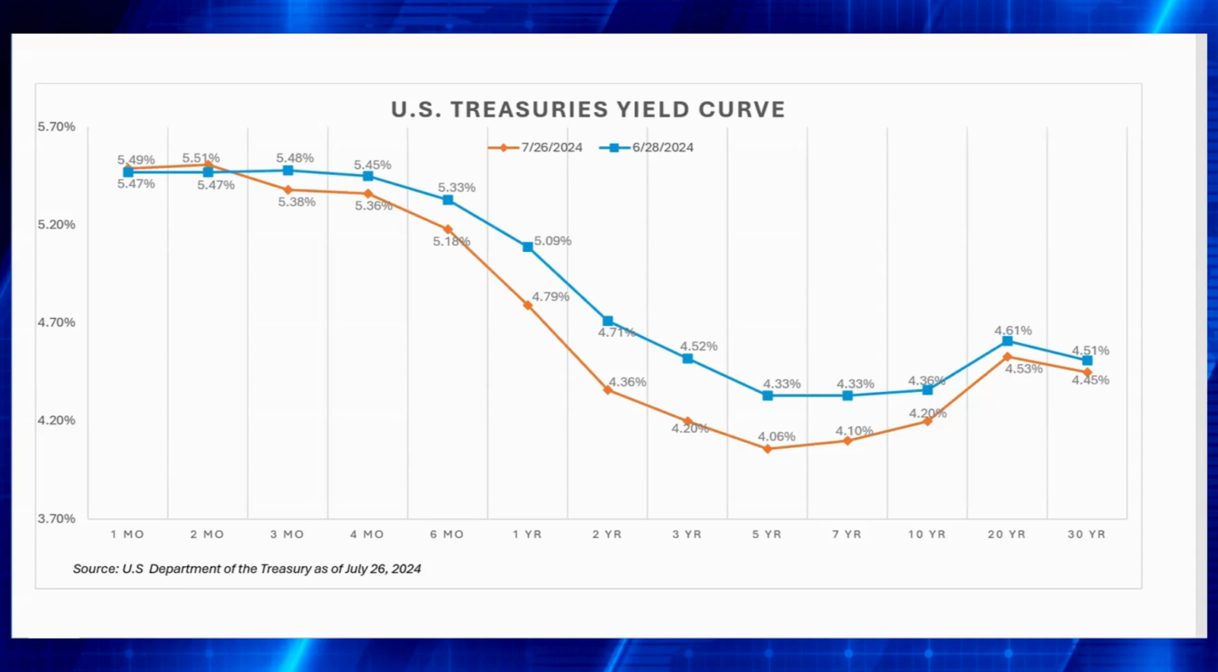What this graph shows us is what the yield curve looked like a month ago in blue and what it looked like just last week in red. And you can see that there's a change that we saw, especially as we go further into the yield curve. So let's just walk through this. The y-axis shows interest rates from 3.7% to 5.7%. The x-axis shows the time to maturity from 1 month all the way out to 30 years.